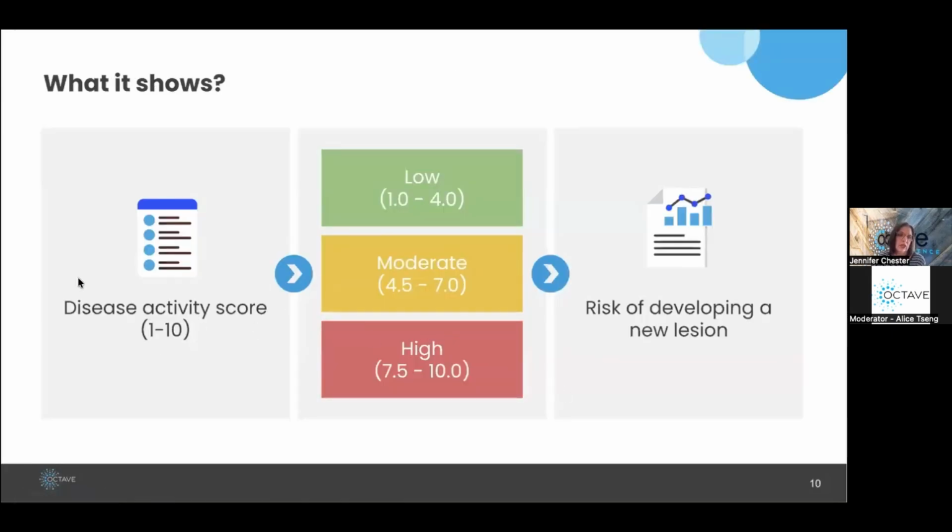So, in a nutshell, you get this disease activity score. It's going to be between 1 and 10. And this is how it's ranked. A low score is 1 to 4, a moderate is 4.5 to 7, and a high is 7.5 to 10. And this means we are looking at the risk of developing a new lesion.